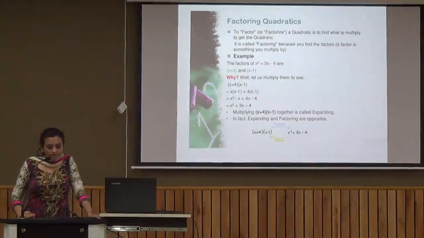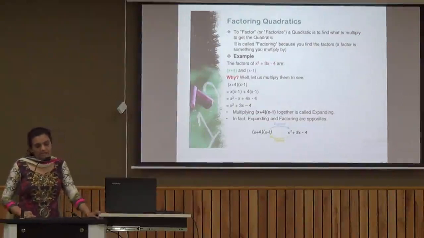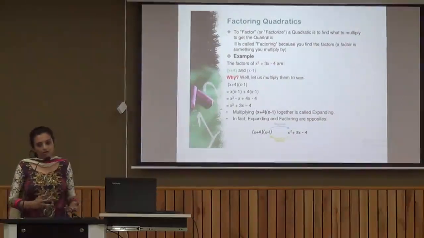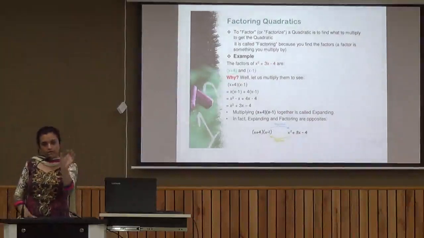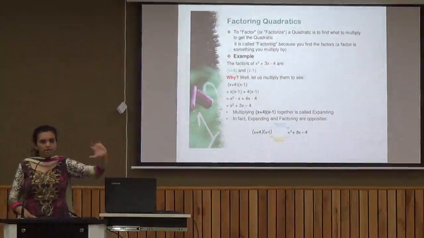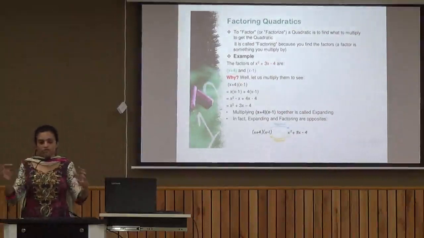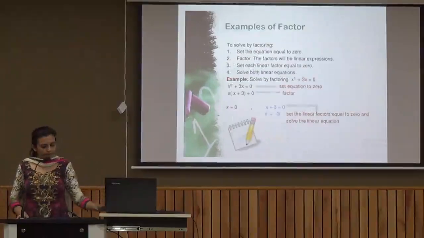See, multiplying x plus 4 and x minus 1 together is called expanding. In fact, expanding and factoring are opposites. You've got a big polynomial, you try to find out which two numbers were multiplied to get the answer. That's called making factors. And when you actually multiply, it's called expanding.